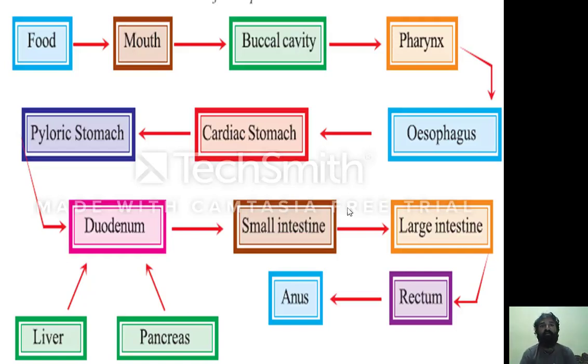After that, from the buccal cavity, the food enters the pharynx, and then the food pipe, which is also called the esophagus. That shows peristaltic movement. Due to the peristaltic movement, the food is easily moved from the buccal cavity to the cardiac stomach.